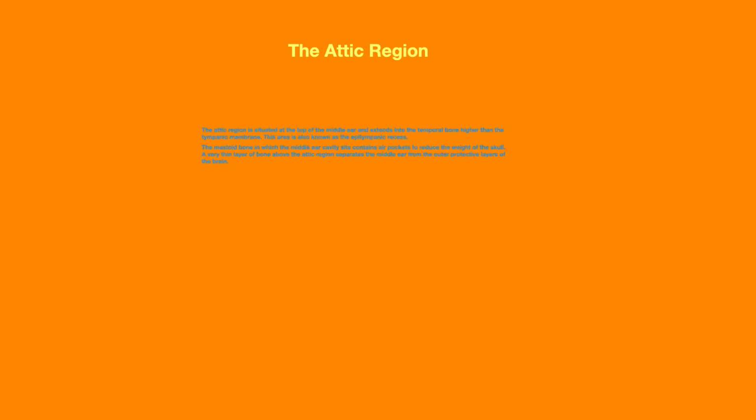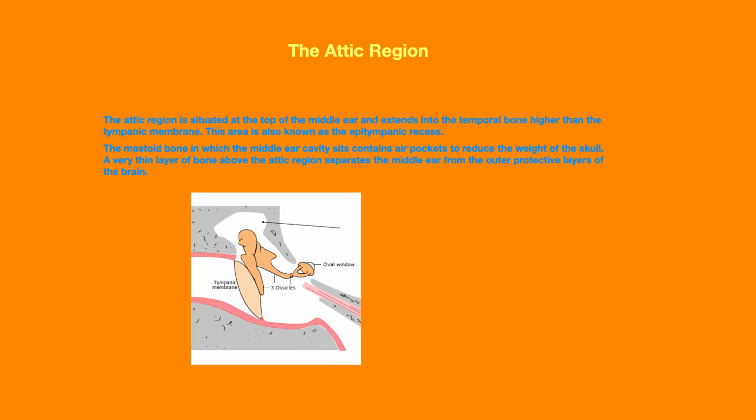The attic region is situated at the top of the middle ear and extends into the temporal bone higher than the tympanic membrane. This area is also known as the epitympanic recess. The mastoid bone in which the middle ear cavity sits contains air pockets to reduce the weight of the skull. A very thin layer of bone above the attic region separates the middle ear from the outer protective layers of the brain.